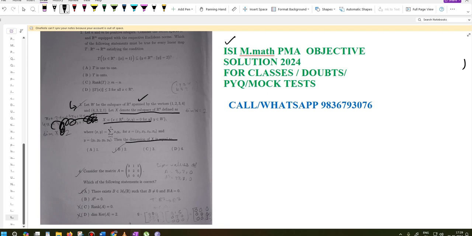So, identify the basis of W. Let it be this as v1 and this as v2, and check the linear dependence. a v1 plus b v2 equal to 0, where v1 is 1 2 3 4 and v2 is 4 3 2 1.